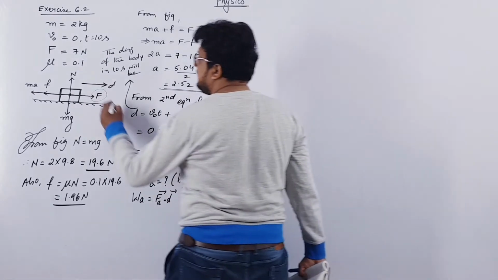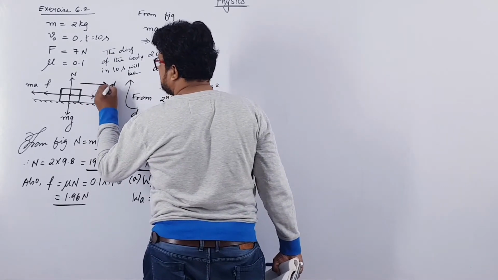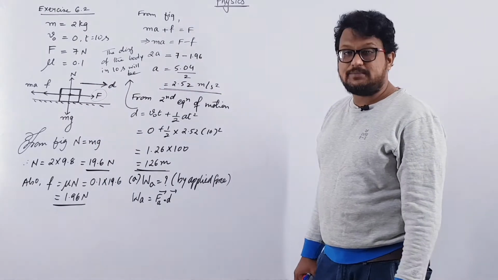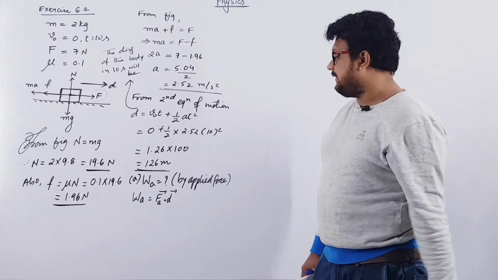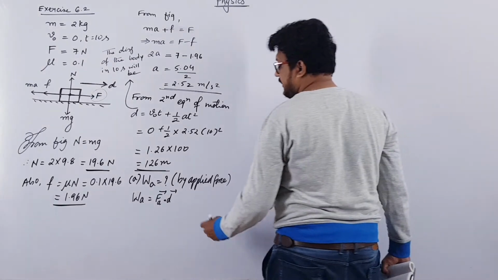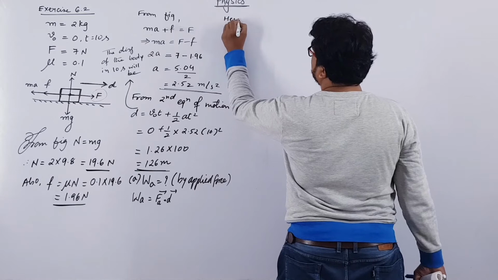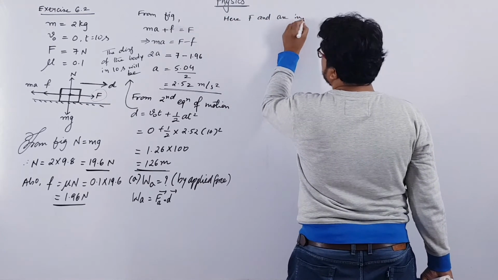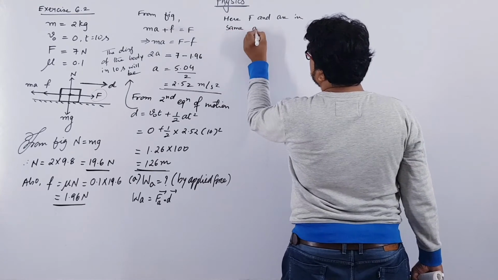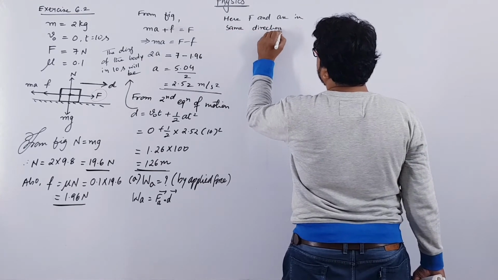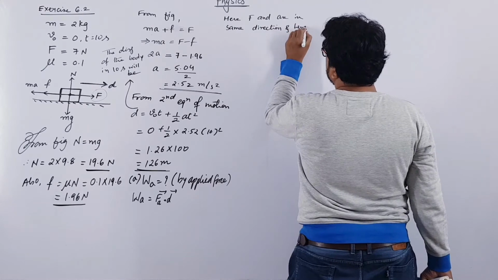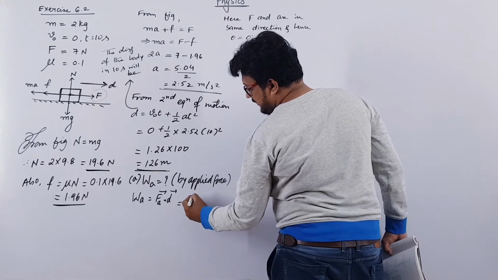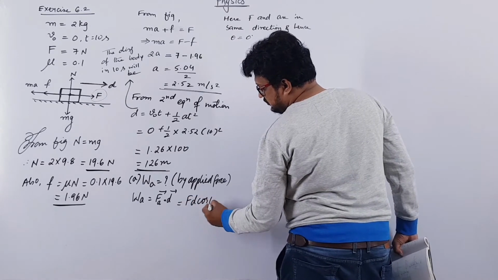And you can see that the displacement of the body is in this direction. So clearly force and displacement both are in the same direction. Applied force and displacement both are in the same direction. So here F and D are in the same direction, and hence you can say that theta is equal to 0 degree. This is F dot D, so F D cos theta.